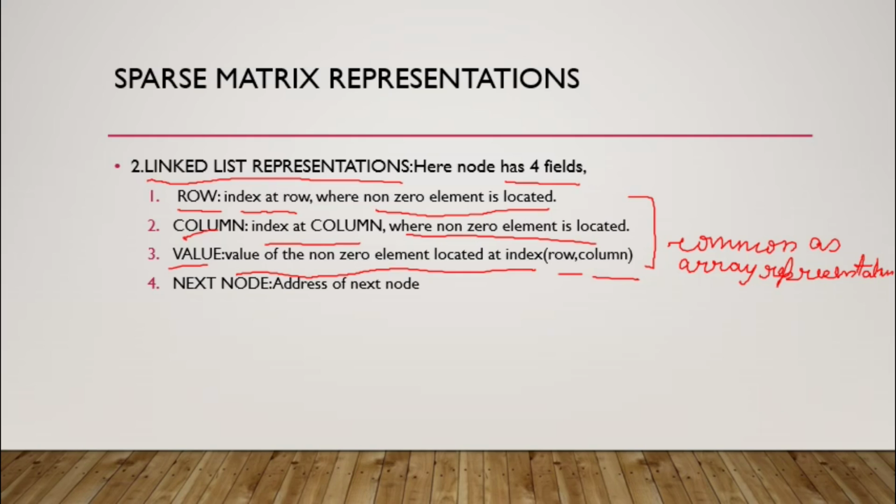Next, the additional thing in the linked list representation, which also makes it different from the array representation, is the next node field. This field is a special field in the linked list representation, which will take care of the address of the next node.